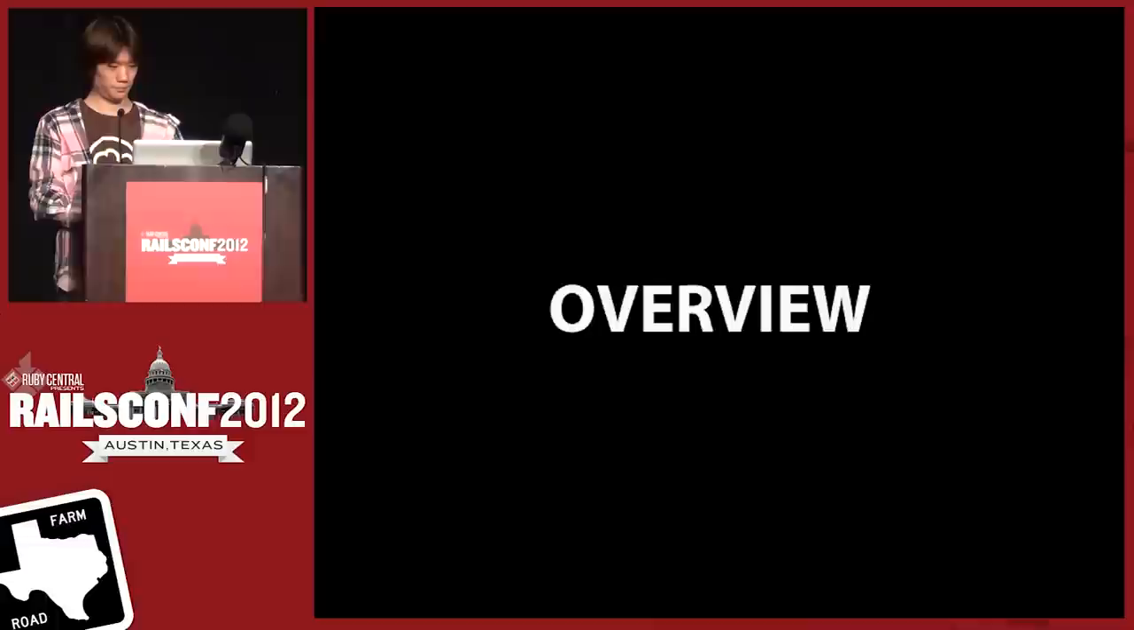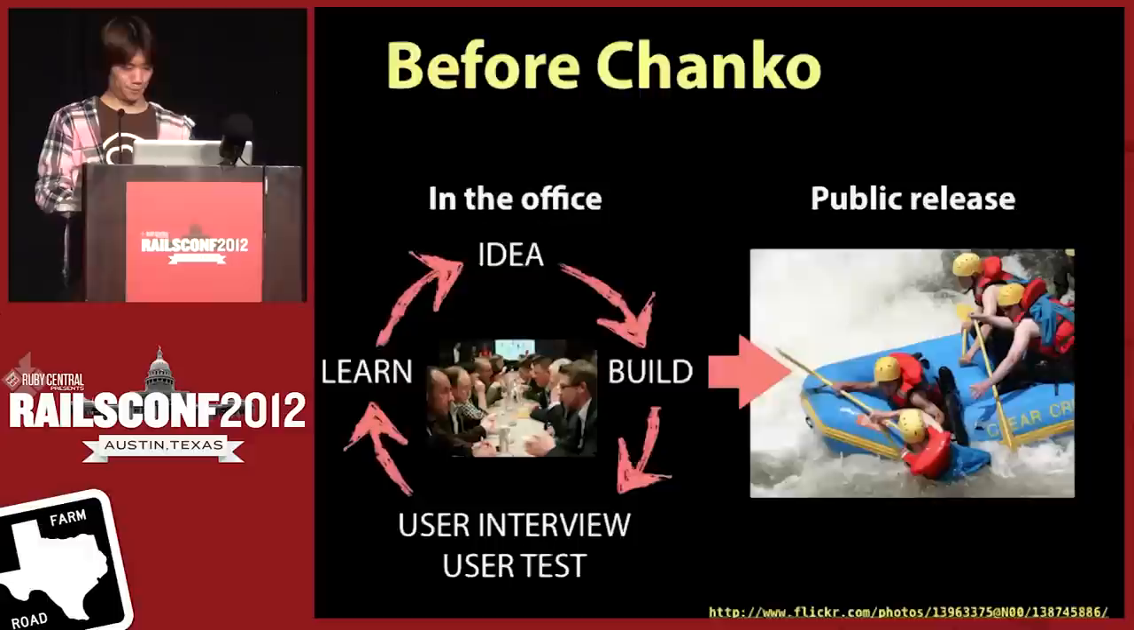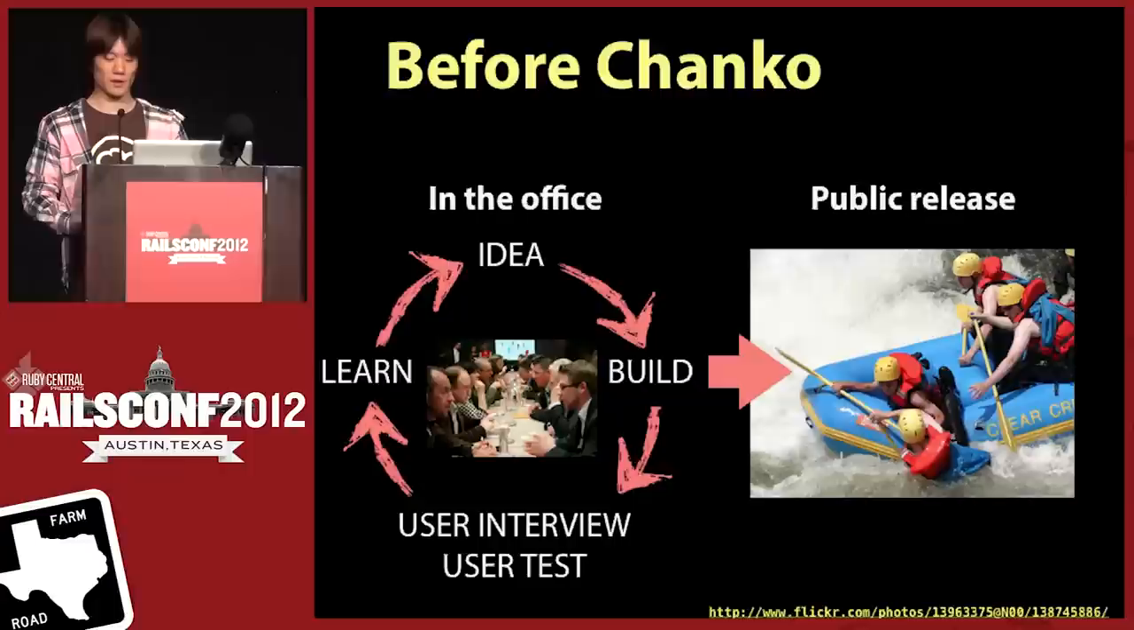Let me begin the overview. We used to develop our services in a closed way. We used topic branches to implement new features, to validate hypotheses, and perform user testings. Unfortunately, we realized the limitations of developing this way about 1 year ago.